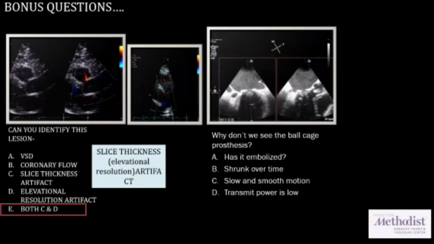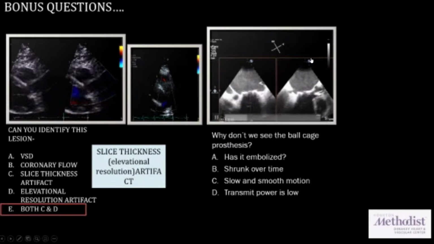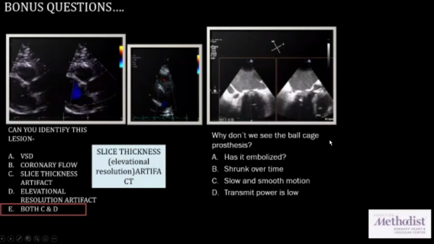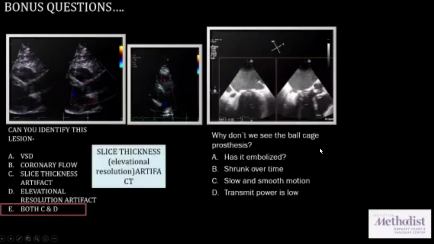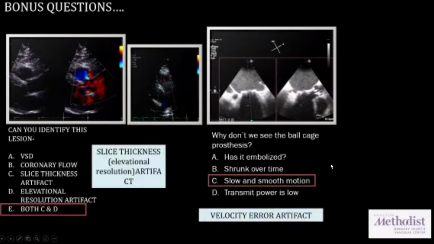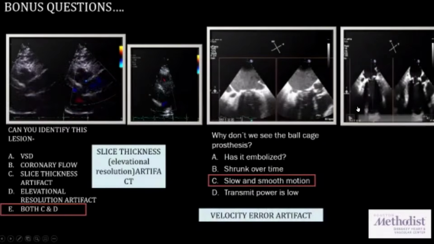Why don't we see the ball cage prosthesis? I probably have to give you, I don't think we've seen this in recent times. But bottom line is, it's velocity error artifact. It's the slow and smooth motion from the ball and cage prosthesis, which is actually not registering through the ultrasound.